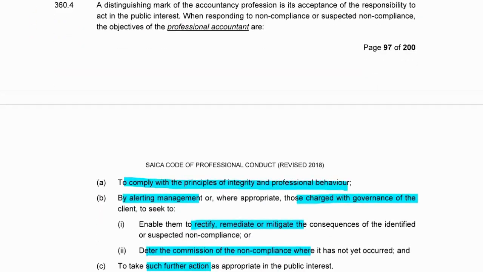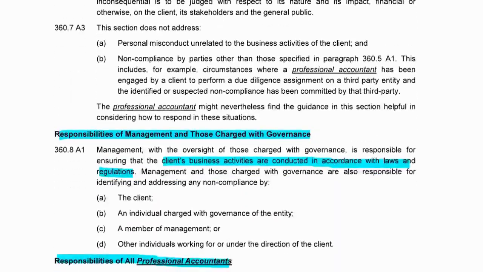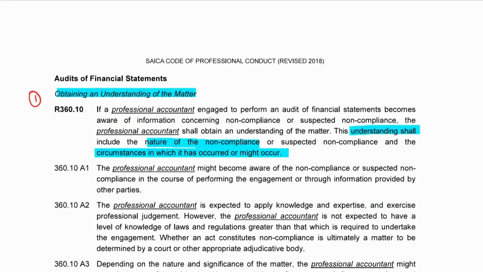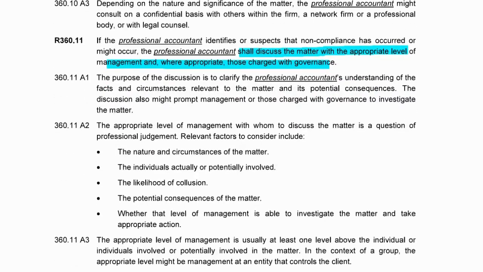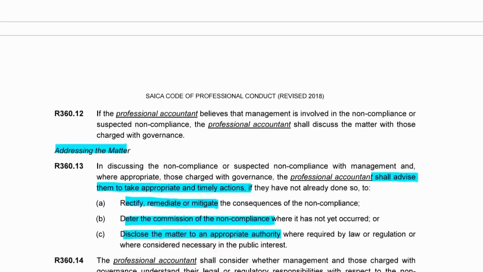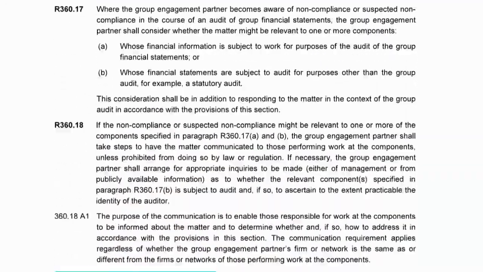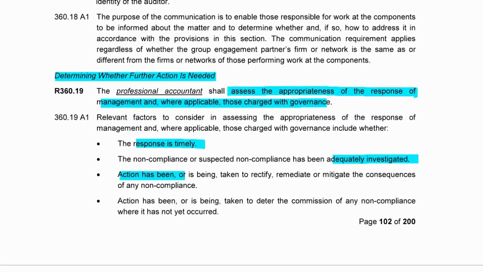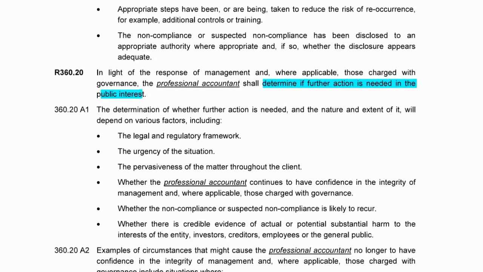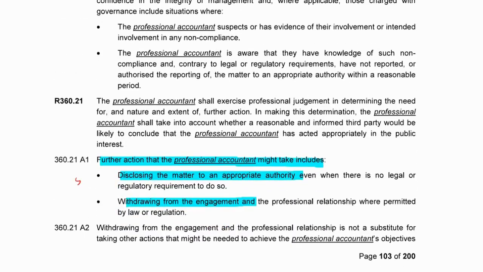So in terms of the process that needs to take place, we as auditors have to first and foremost obtain an understanding of the matter and discuss that with the appropriate management and those charged with governance to ensure they go about addressing the matter. And where they don't address it, we need to determine if there's anything that we need to do in the public interest, either disclosing it to the authority or withdrawing from the engagement. Okay, now this is at a point where we haven't actually accepted the engagement yet. So all I would discuss is the fact that we have become aware that there's non-compliance, it needs to be discussed with management, and they need to address it.